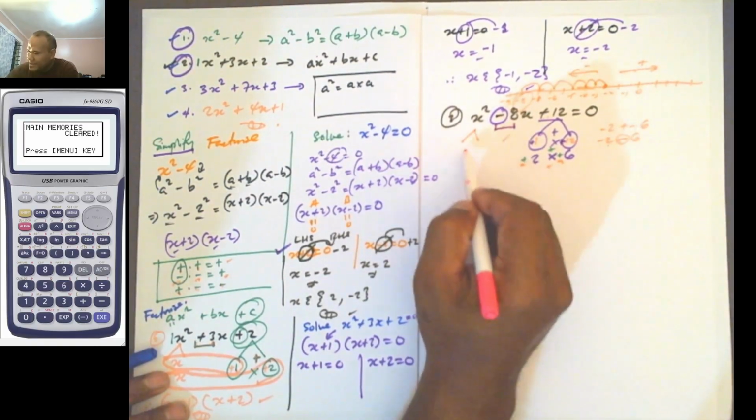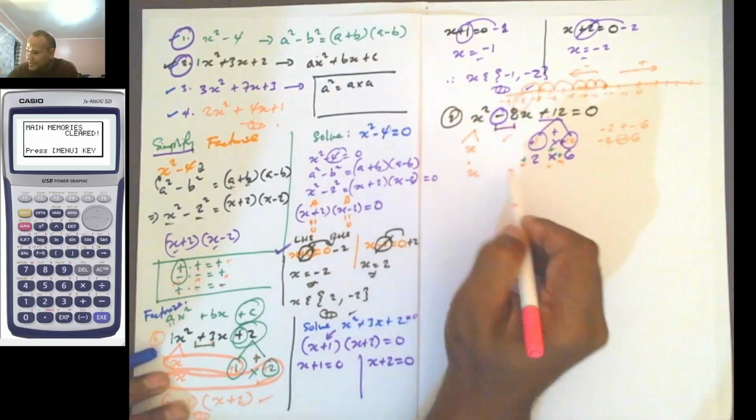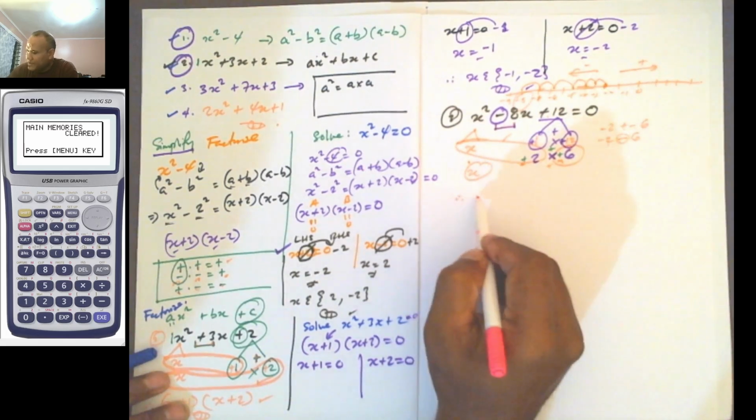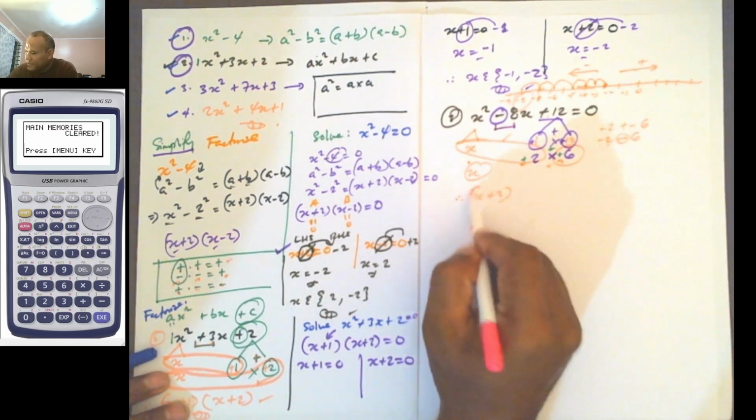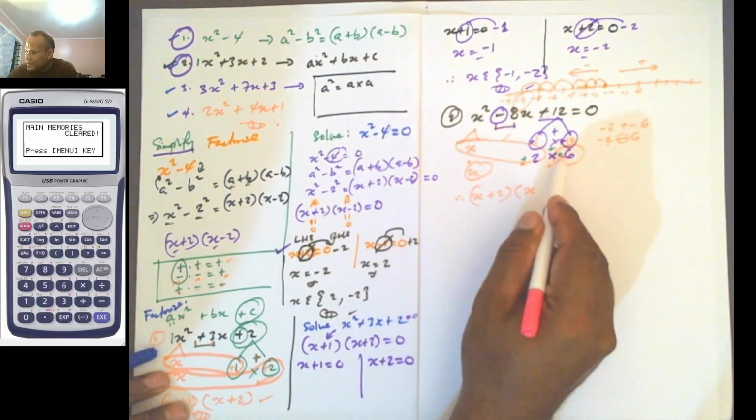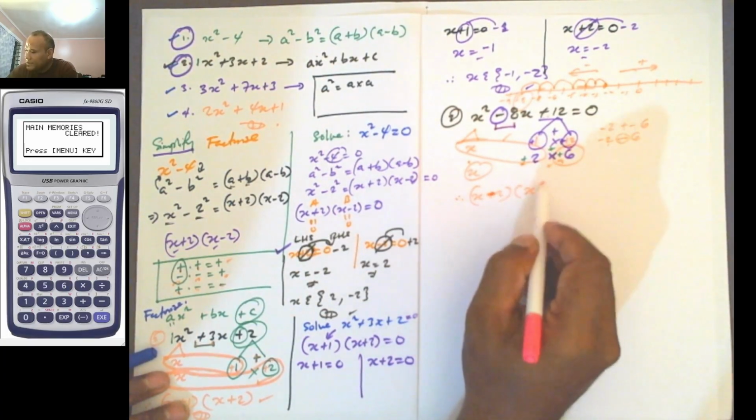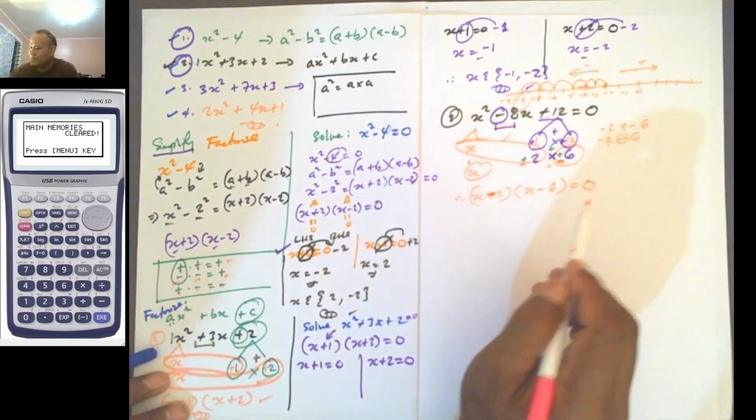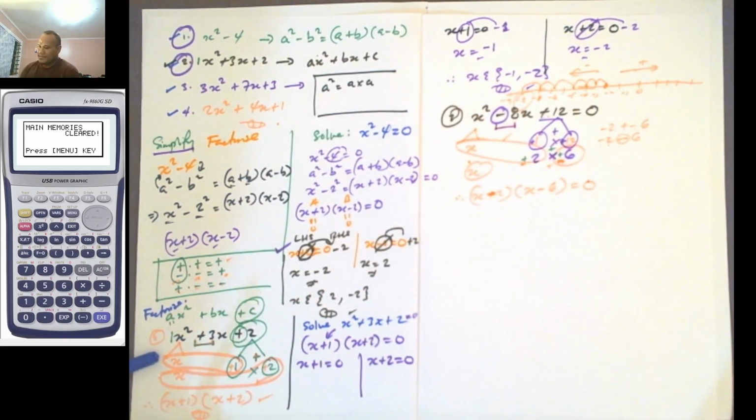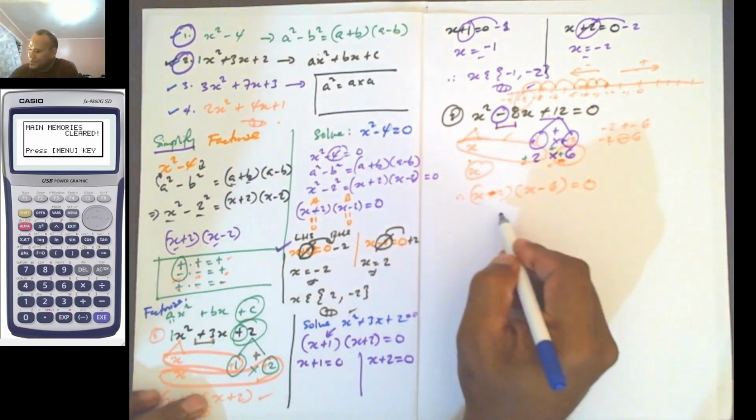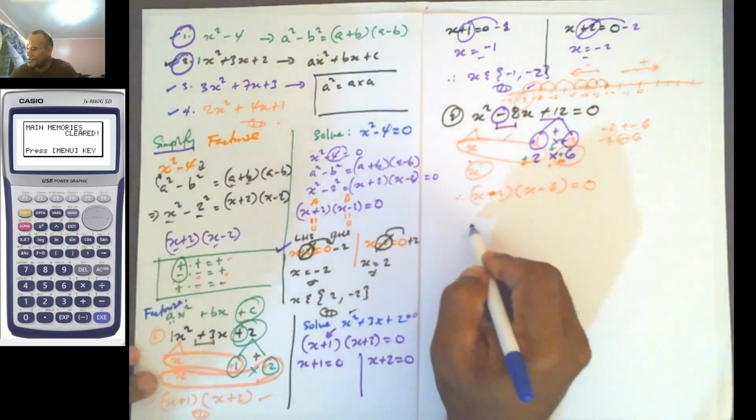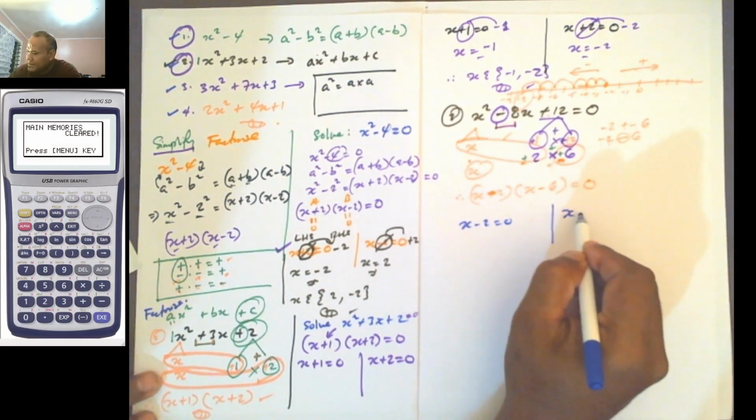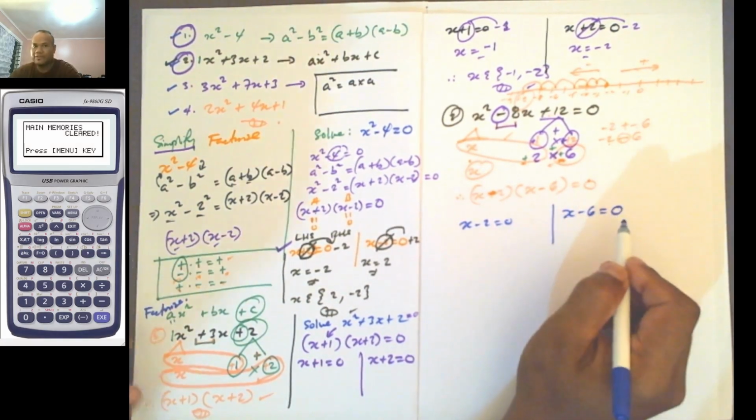So I separate this as x times x. These two pair, and these two pair. So our answer is x minus 2 into x minus 6, equal to 0. Let's find these values. Since they are both equal to 0, same process here: x minus 2 equal to 0, and x minus 6 equal to 0.